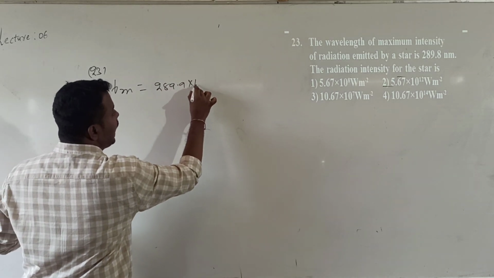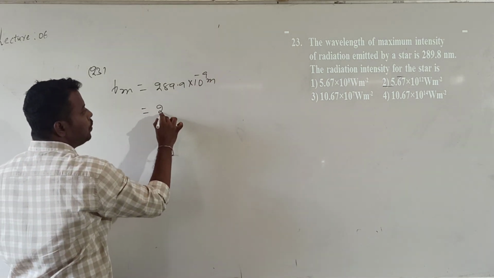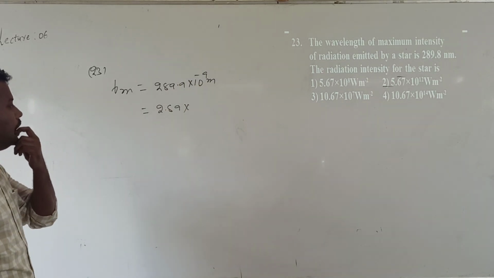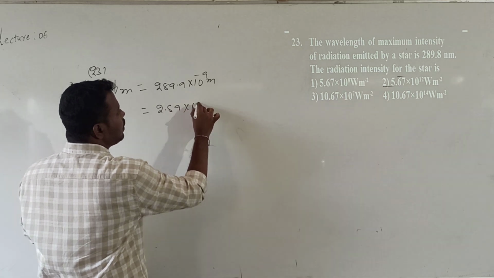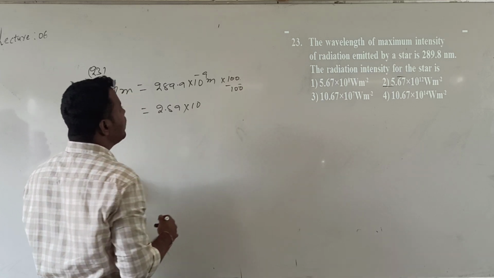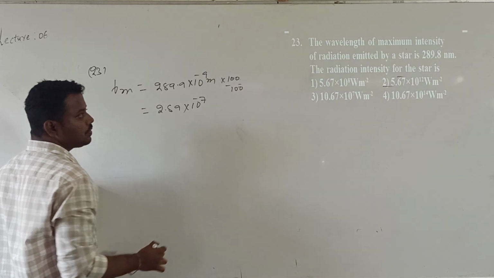289.9 nanometer, 10 power minus 9 meters. Can I write it as 2.89? Can I multiply numerator and denominator with 100, so into 10 power how much? Because of the denominator the decimal will move, so 10 power minus 7.